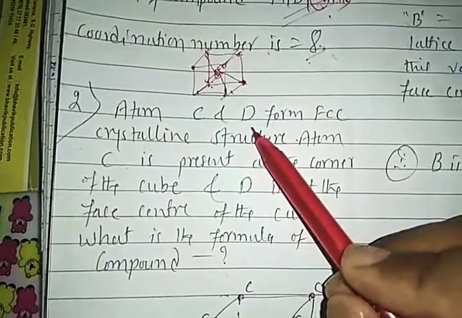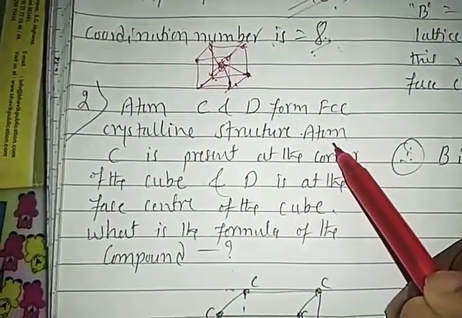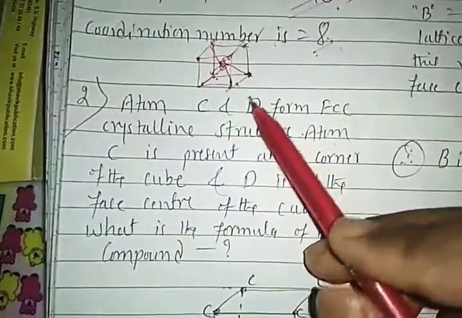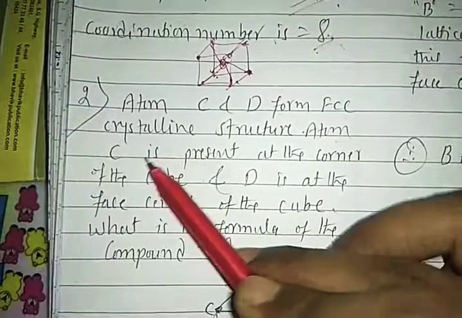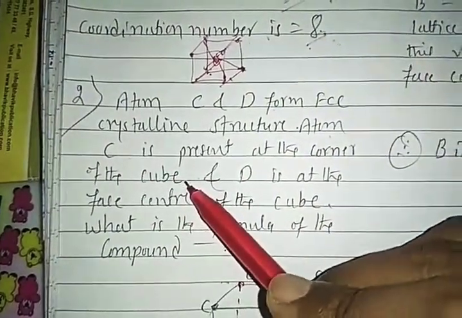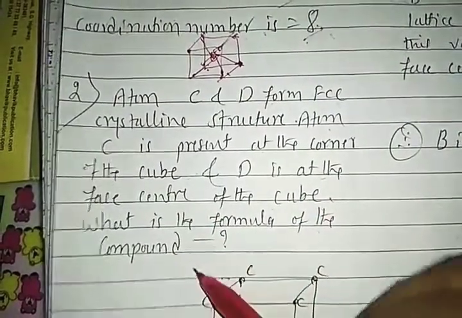Atoms C and D form an FCC crystalline structure. FCC means the corner atoms and face center atoms. C is present at the corner of the cube, and D is at the face center of the cube. What is the formula of the compound?